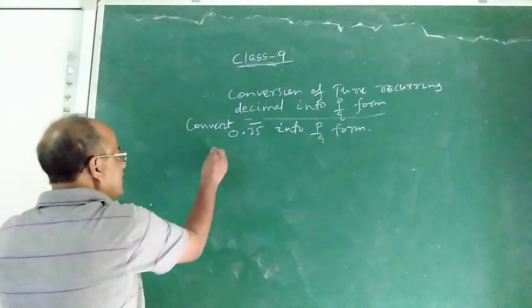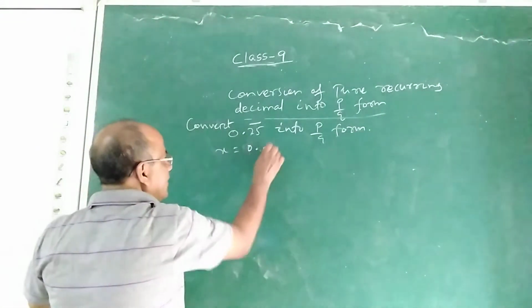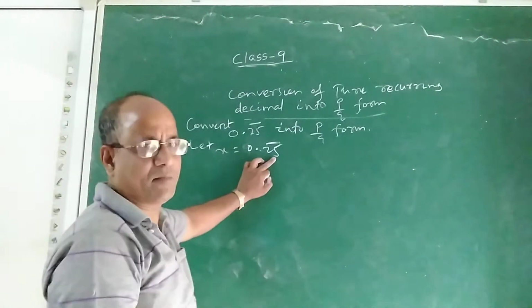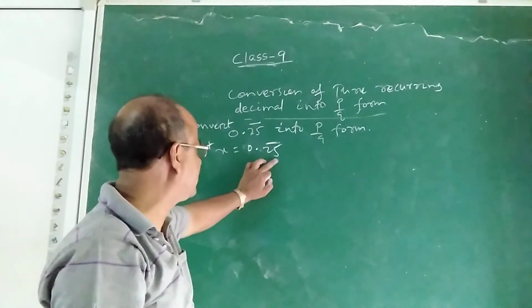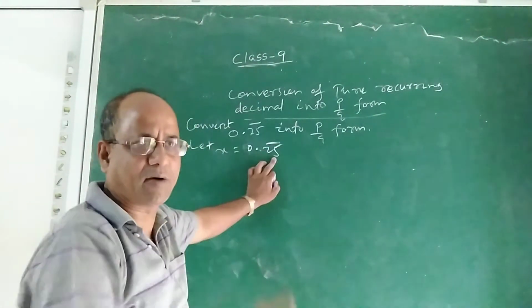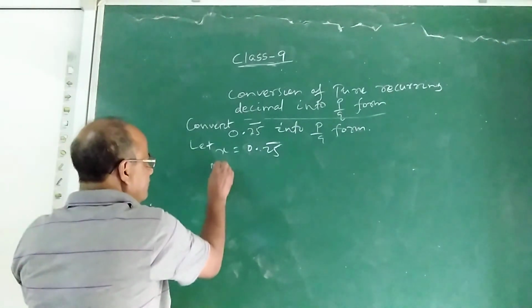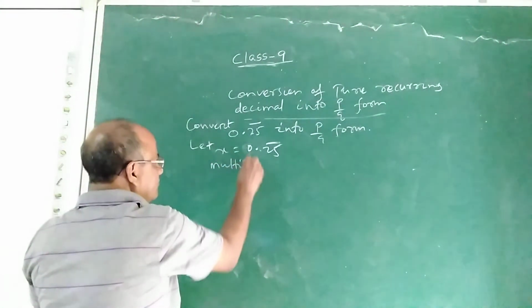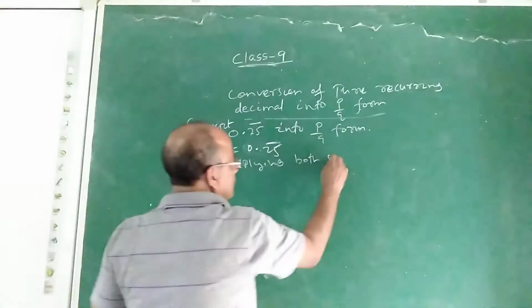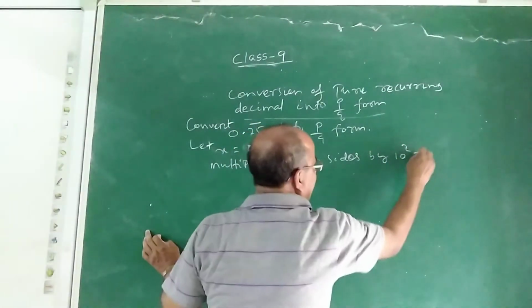The same process you apply. Take x equal to 0.25 bar. Now see, the number of digits getting repeated is 2. There are 2 digits getting repeated. So we have to multiply by 10 to the power 2, that is 100. Multiplying both sides by 10 to the power 2, that is 100.